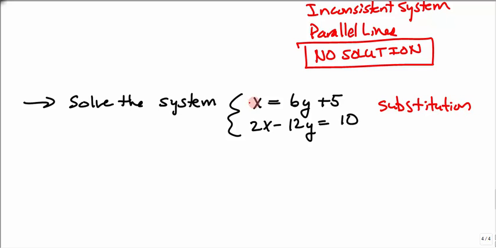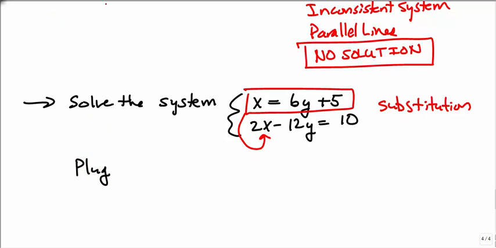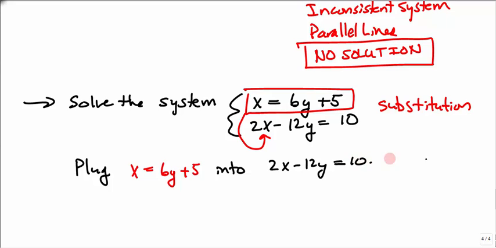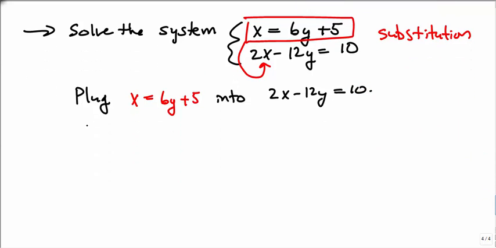So again, choose your method. And the reason I think it's set up so nice for substitution is because it's solved for x. So I'm going to plug x equals 6y plus 5 into the equation 2x minus 12y equals 10 and solve. Okay, so 2x minus 12y equals 10. Now in place of this x, I'm going to put in 6y plus 5.